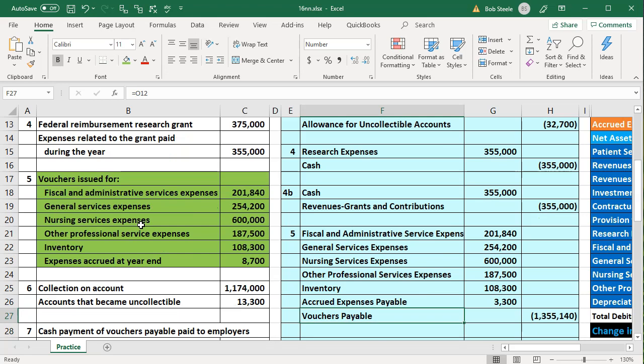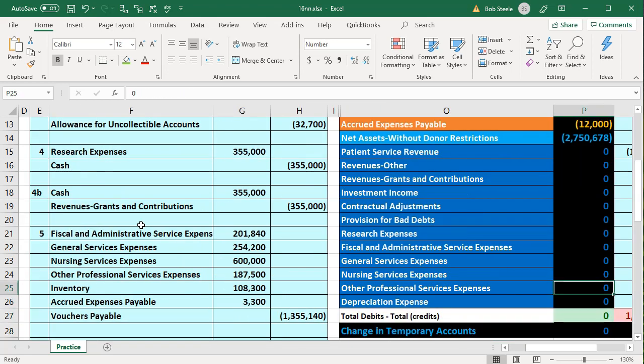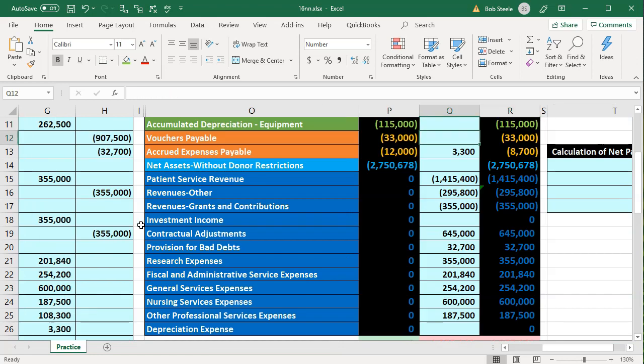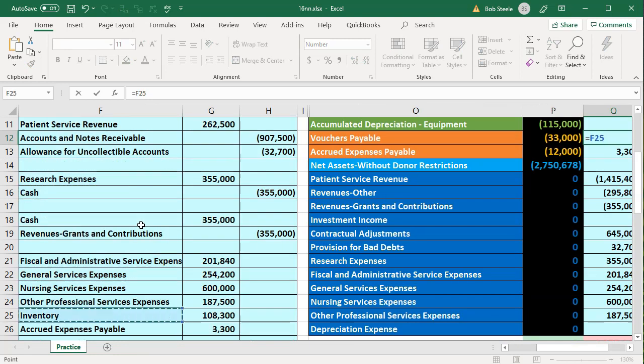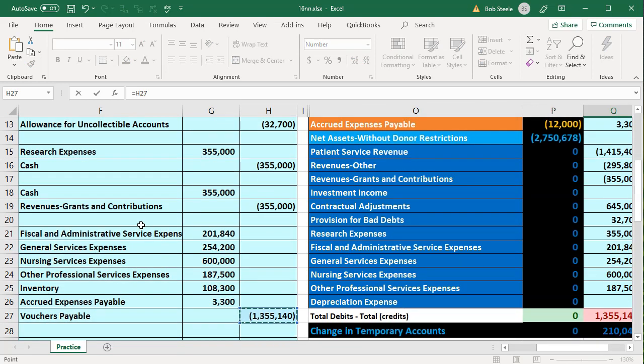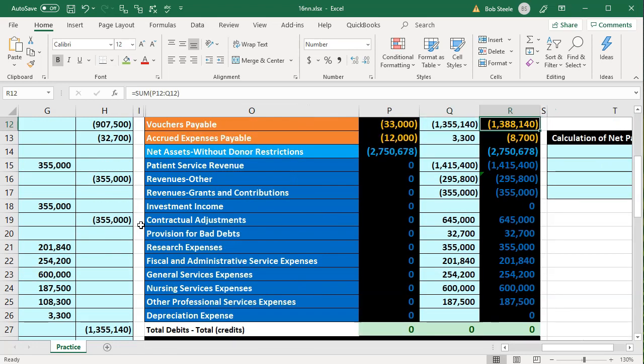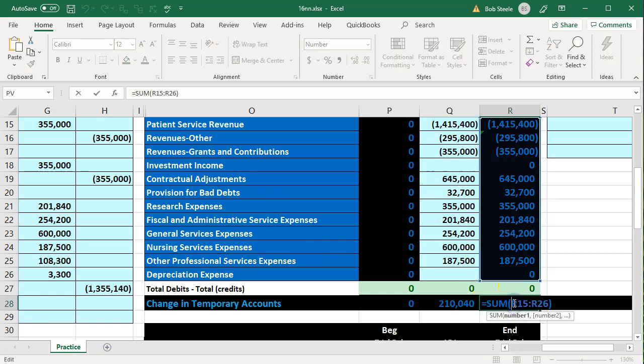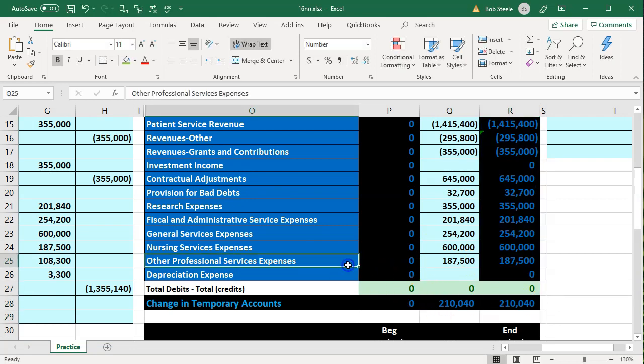Then we have the vouchers payable. That's going to be like the accounts payable type of account. Scrolling back up, we have vouchers payable in cell Q12, where we will say equals, scroll back over, and pick up the credit of the 1,355,140 and enter. So there we have that. That'll put us back in balance. Here's the change to the activity to the temporary accounts.